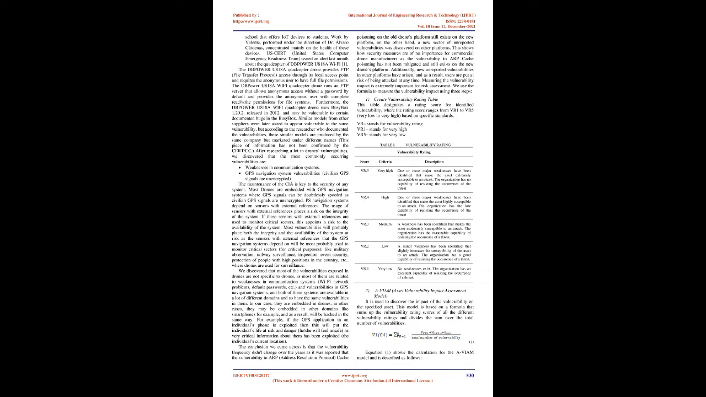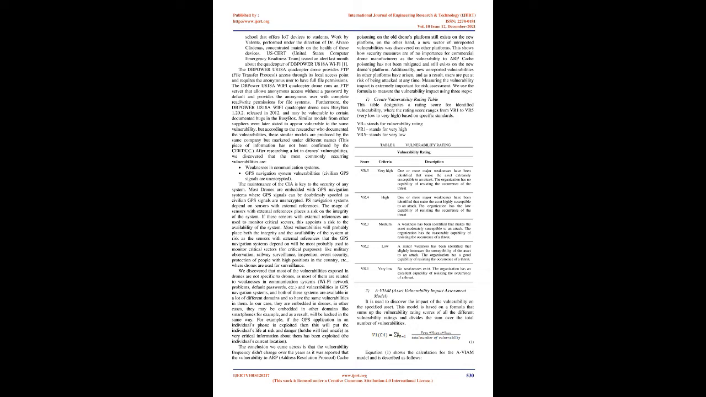The conclusion we came across is that the vulnerability frequency didn't change over the years, as it was reported that the vulnerability to ARP, Address Resolution Protocol, cache poisoning on the old drones platform still exists on the new platform. On the other hand, a new sector of unreported vulnerabilities was discovered on other platforms. This shows how security measures are of no importance for commercial drone manufacturers, as the vulnerability to ARP cache poisoning has not been mitigated and still exists on the new drones platform. Additionally, new unreported vulnerabilities in other platforms have arisen, and as a result, users are put at risk of being attacked at any time.